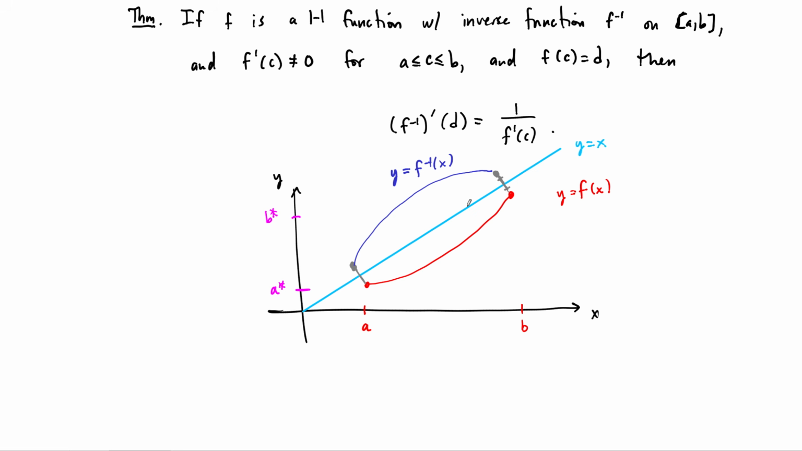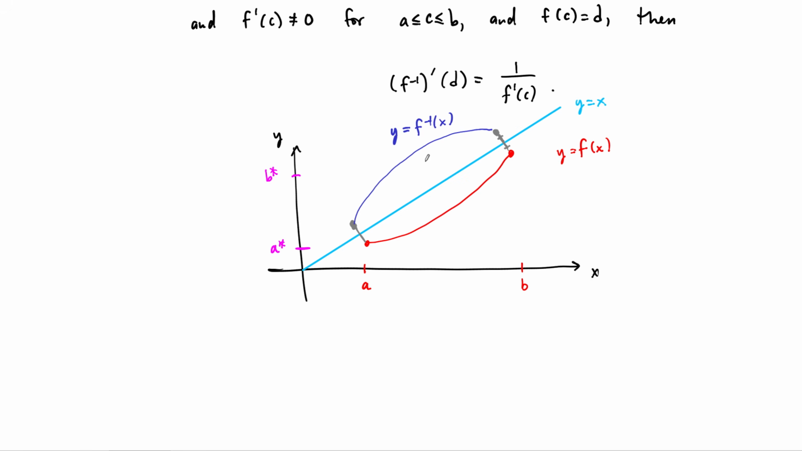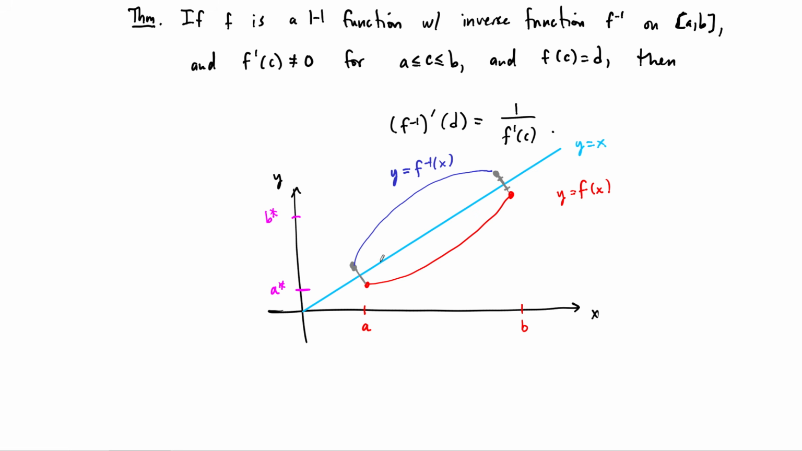By the way, it always has an inverse relation, because you can always switch the axes, right? But the question is, is it an inverse function? Is it a function? And because our red curve obeys the horizontal line test, our blue curve must obey the vertical line test, because when we do the reflection, horizontal becomes vertical. So there's just a reminder of what it means to be an inverse function and how the graphs are related.